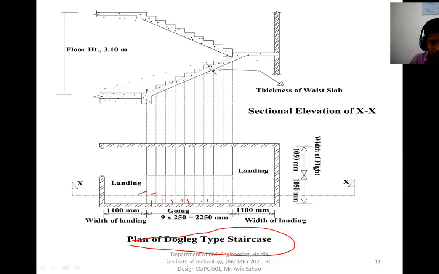Now this flight portion is called the going. The projected horizontal length of the flight is how much? That is 9 into 250, which is equal to 2250. Now what is the width of landing? 1100, and the width of flight is 1050.